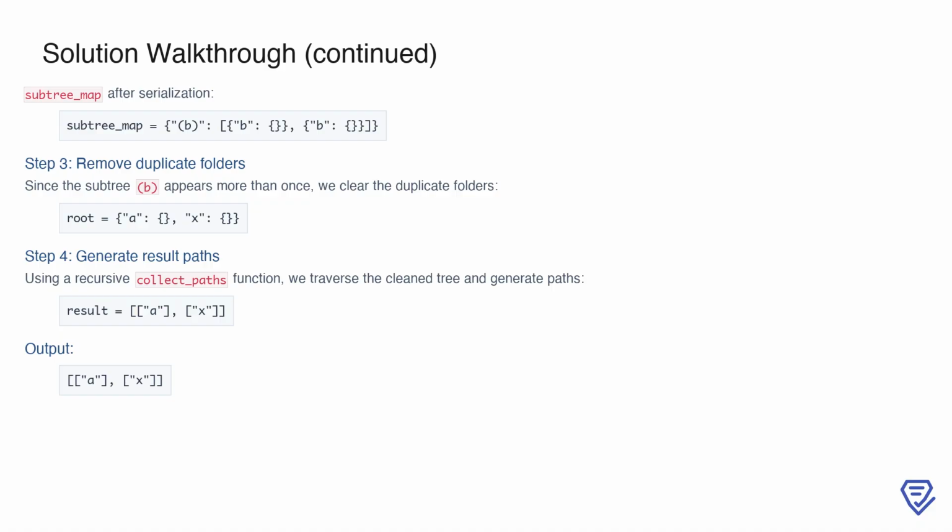Next, we generate the cleaned up result paths by traversing the tree recursively using the collect_paths function. This produces the result, x. This output represents the folder structure after removing duplicates, leaving only the unique top-level paths.